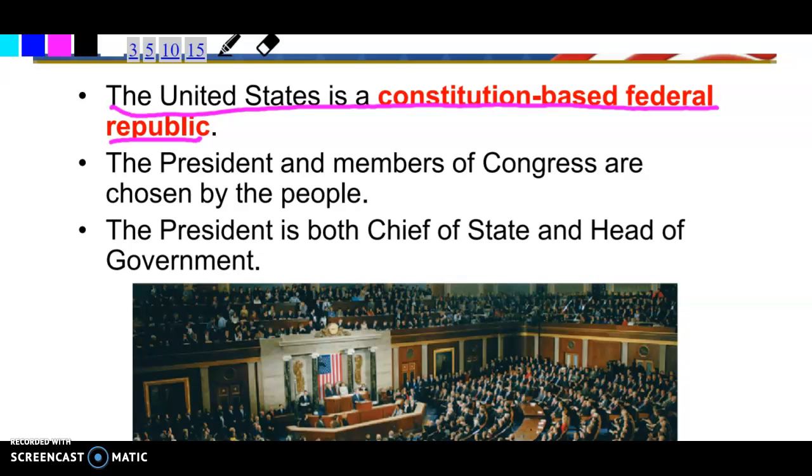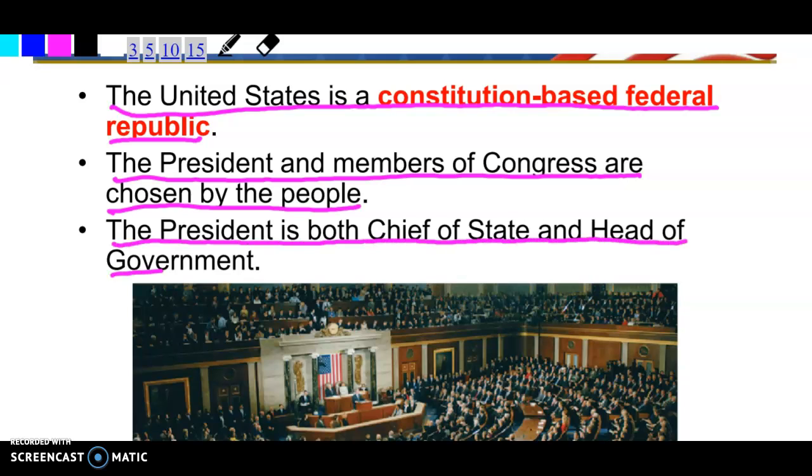So what does that mean? That means that the president and members of Congress are chosen by the people through elections. The president is both chief of state and the head of the government, whereas in the UK, the queen or the monarch was the head of state or the chief of state, and the head of the government was the prime minister. In the United States, the president is in charge of both. He is the chief of state and in charge of the government.